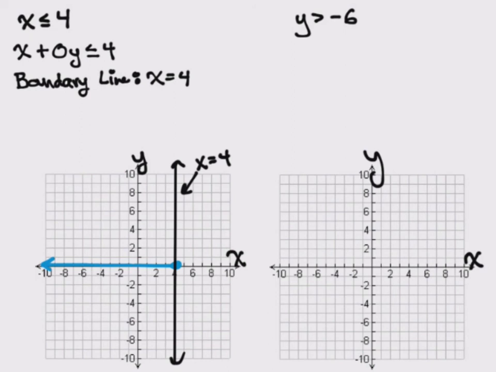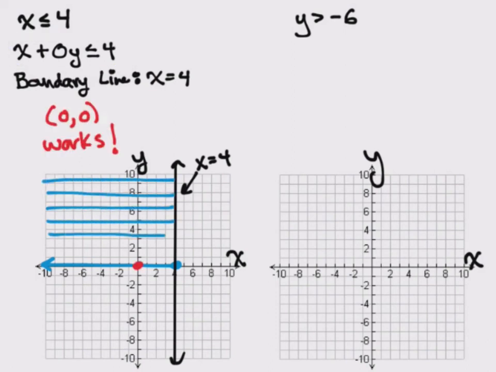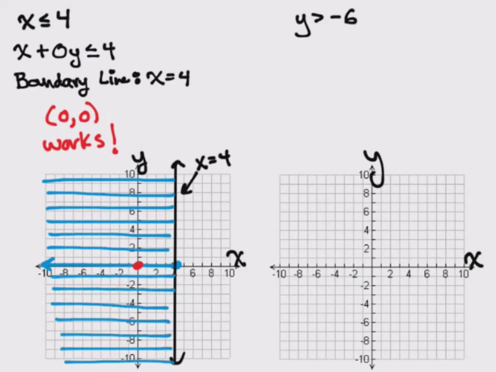How about 0, 0? If we substitute 0, 0 in for the variables in this inequality, it's obvious that that makes the inequality true. So we're going to shade on the side of the boundary line that contains the point 0, 0. All right, and there's our graph. What about y is greater than negative 6?